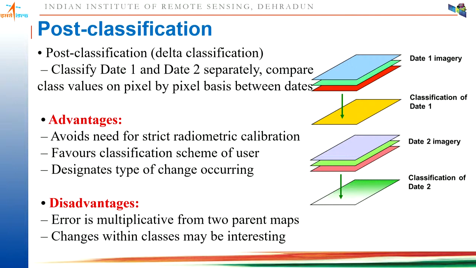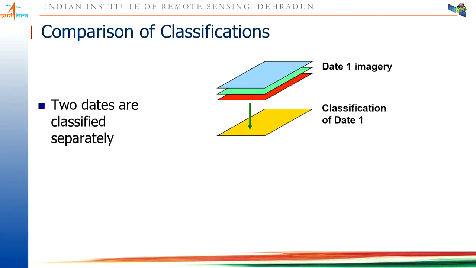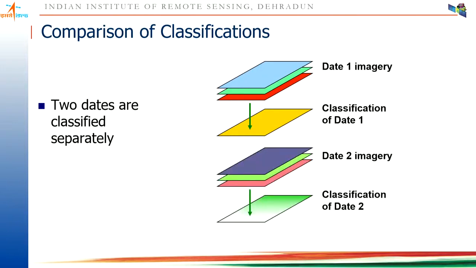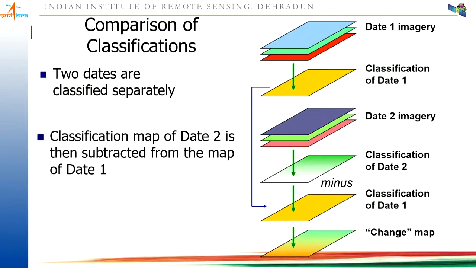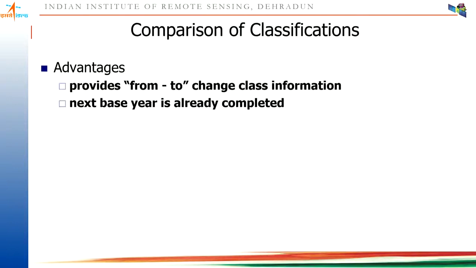The disadvantage is that, first of all, we have done data classification, so some error has crept in because of data classification, and then we are doing change detection, so some error comes in change detection. So cumulative error becomes more. So this is how it works: classification of date 1, classification of date 2. Two dates are classified separately, and the classification map of date 2 is then subtracted from the classified map of date 1. Simple as that.